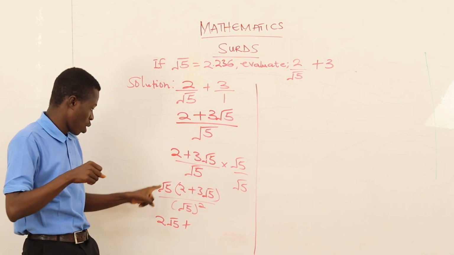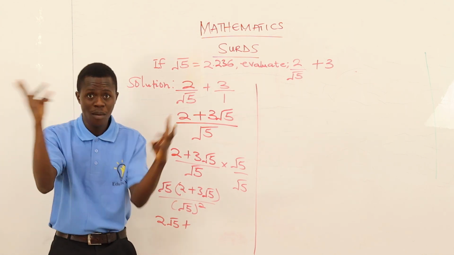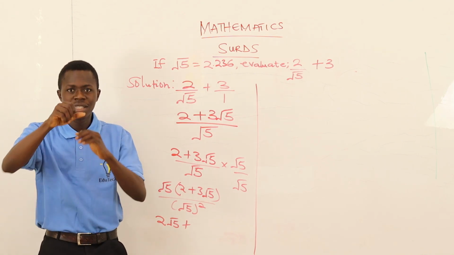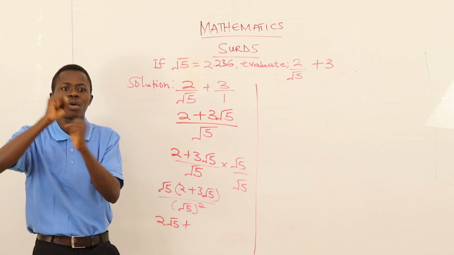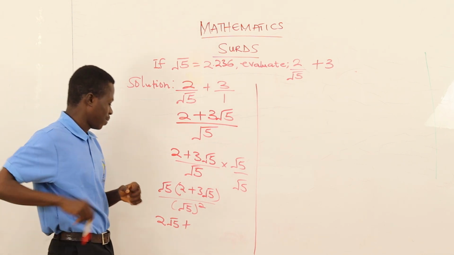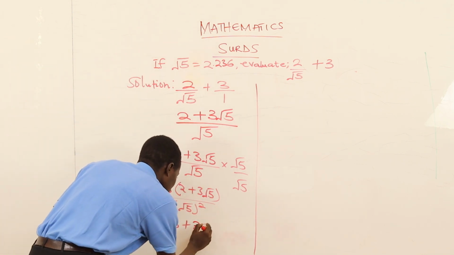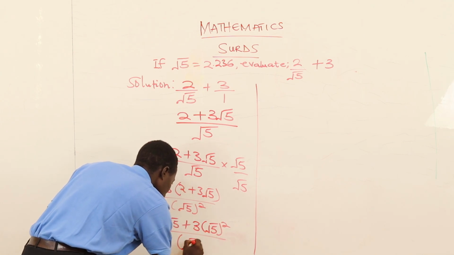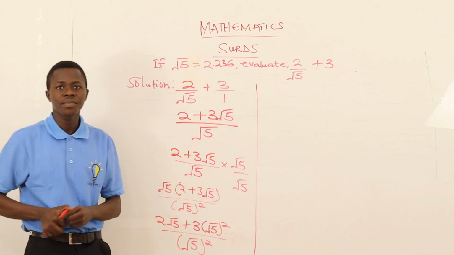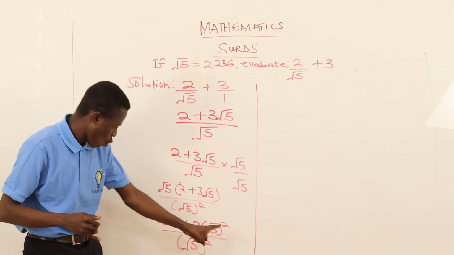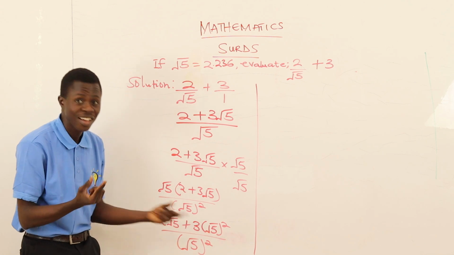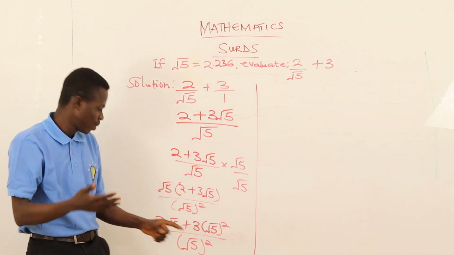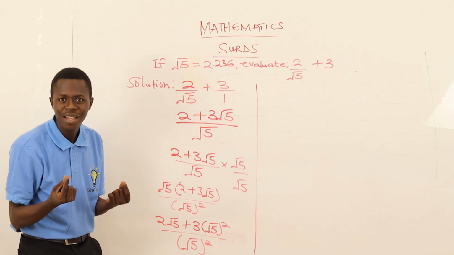So we write our 2√5 plus multiplying the next expression. So the next expression is going to be √5 multiplied by 3√5. And again, the number in front of the square root sign, 3, will multiply the number in front of the square root sign for the other expression, which is 1. So we get 3 into bracket (√5)², so we are going to have plus 3(√5)², then divided by (√5)² again.